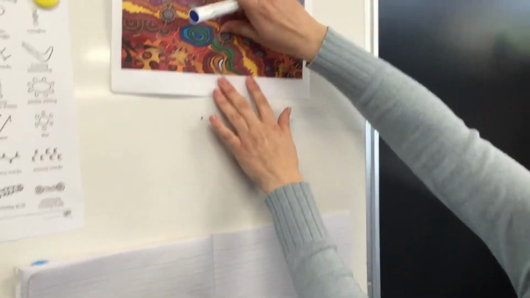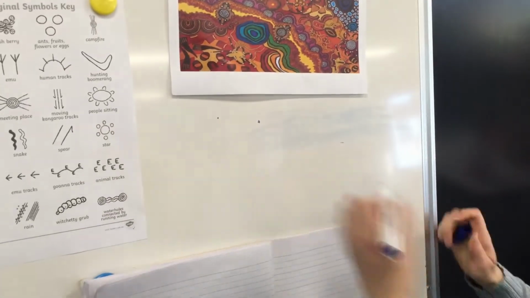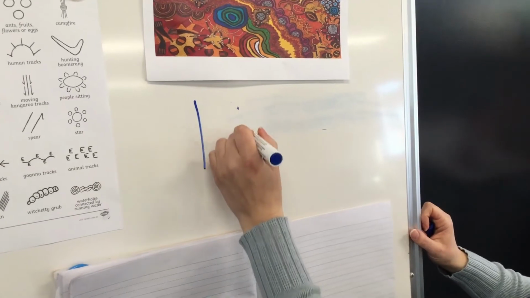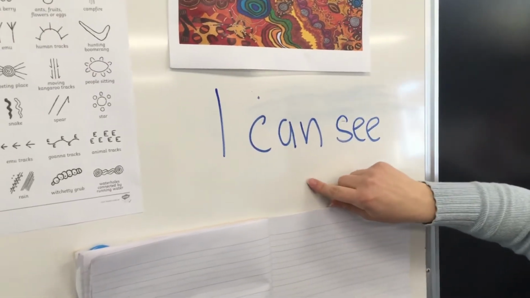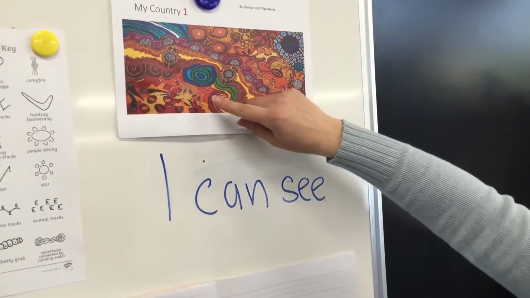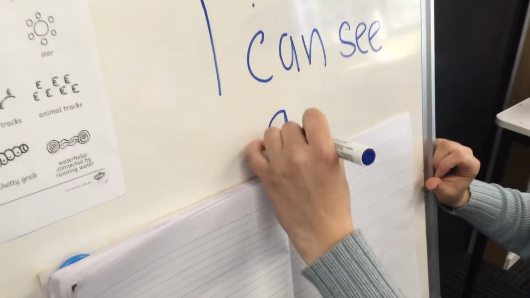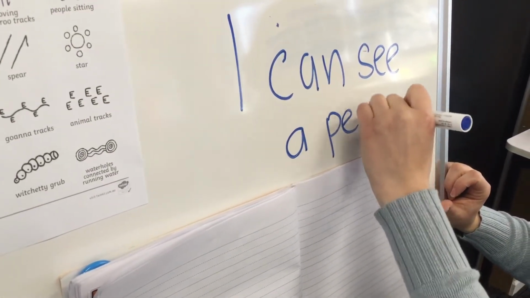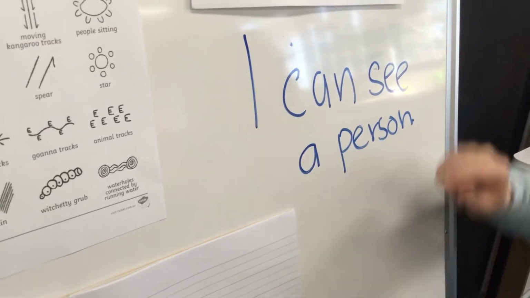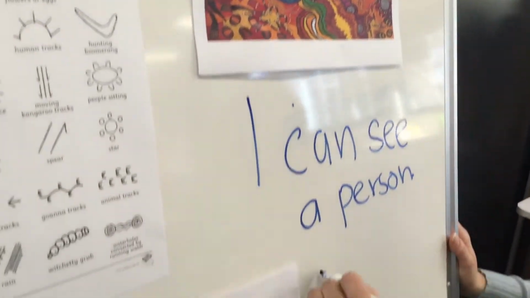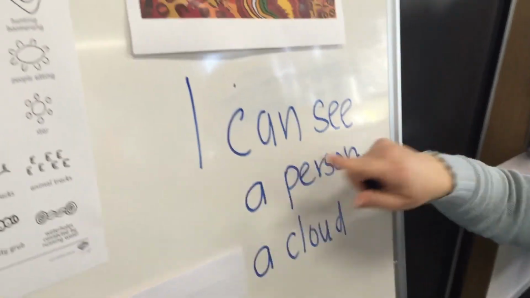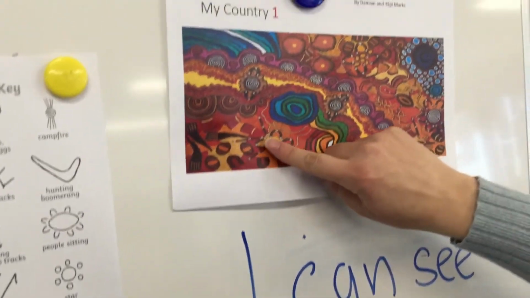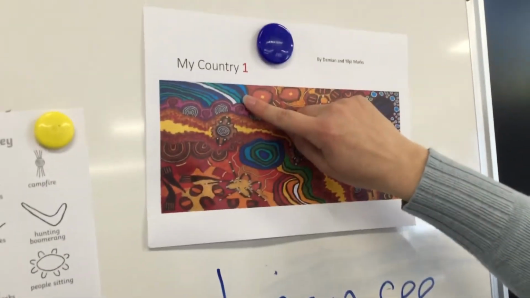So what I would like you to do is in your books, write, I can see. And then we're going to list out underneath the things I can see. We've just talked about the fact I can see a person. And I can also see a sandhill or a cloud, and I've gone with a cloud. So I can see a person up here, in here, and I can see a cloud up here. I wonder what they can see, Mrs. Mac.